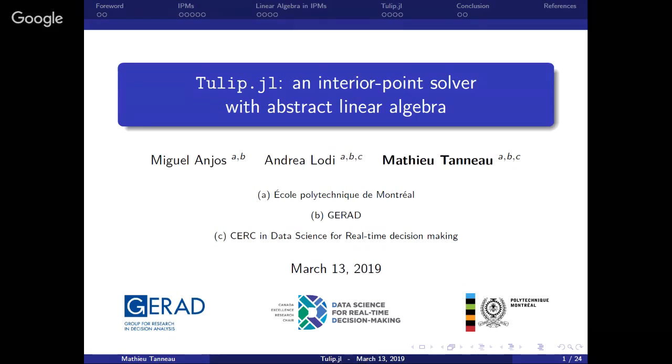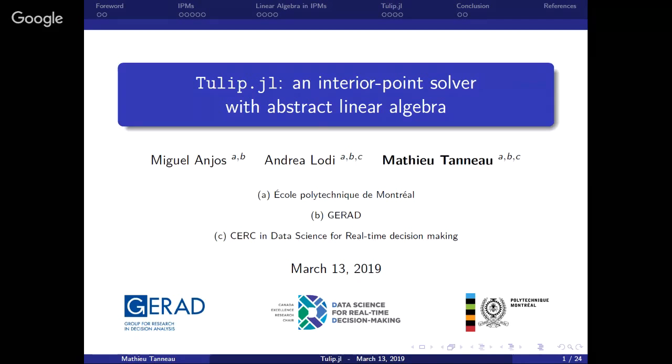And today I want to talk to you about a project that I've been working on for the past few months that's called Tulip. It doesn't mean anything special, it's just a flower. I like that kind of flower, so it has IP for interior point. So Tulip is essentially an interior point solver that I coded. And the main feature that I want to advertise here today is the fact that it has an abstract linear algebra, and I'll come back to it afterwards.